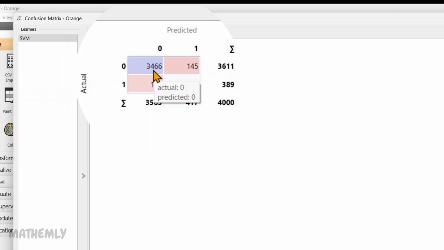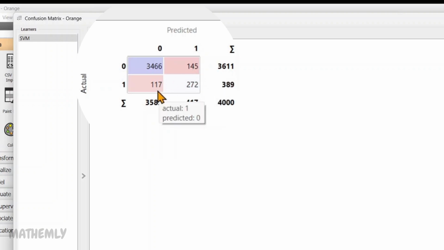These are cases where the customer did not accept the loan and the model correctly predicted that they wouldn't. The top right value of 145 represents false positives. These are cases where the model incorrectly predicted that the customer would accept the loan when they actually didn't.